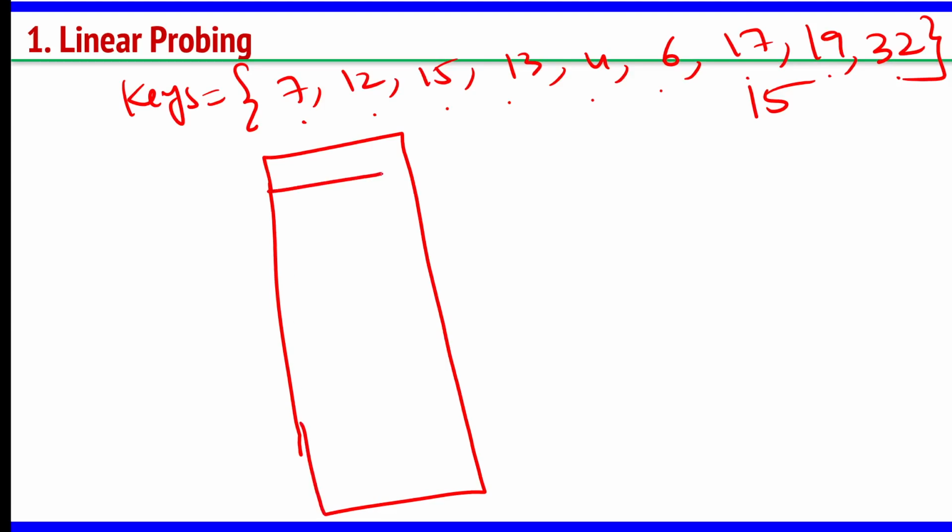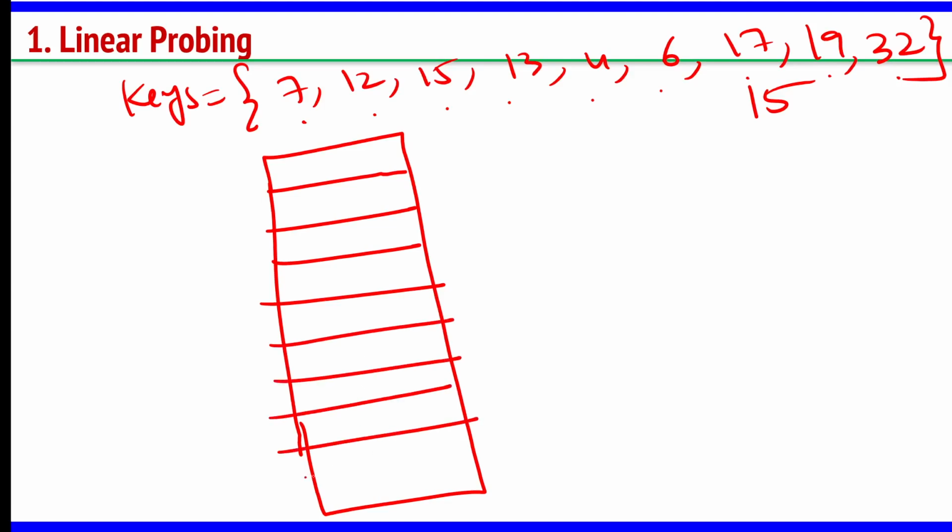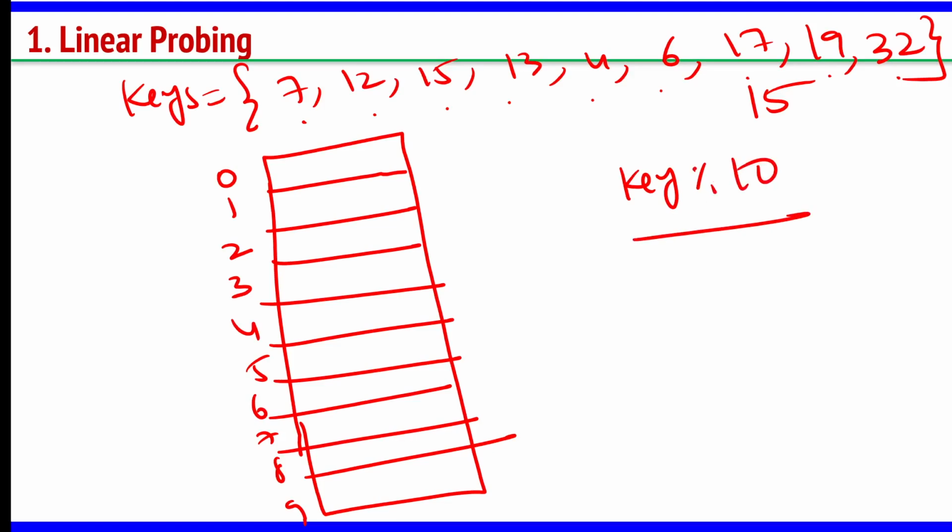of size 10, with indices 0, 1, 2, 3, 4, 5, 6, 7, 8, 9. This is my hash table size, and my hash function is key modulo table size, that is 10. So where will 7 go? 7 will come here. Then what about 12? 12 will come here directly, 12 modulo 10. 15 will come here. 13 will come here. Next 4 will come here. Next 6 will come here.